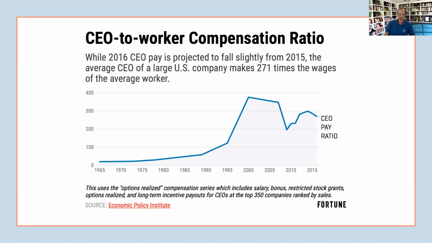And then starting in the 90s, compensation really started to increase, right? From maybe 25% more than the average worker to almost 400% more. See this decline here? This is the Great Recession, and then it goes back up and moves around a little bit. But people at the top of the companies are making way more than the average worker, and this has really increased.